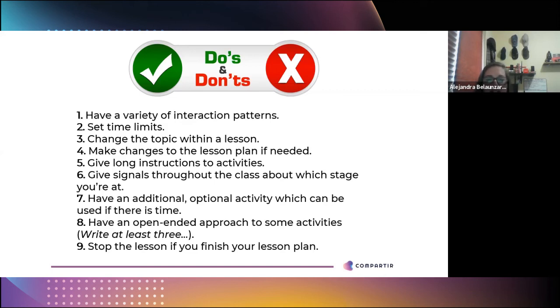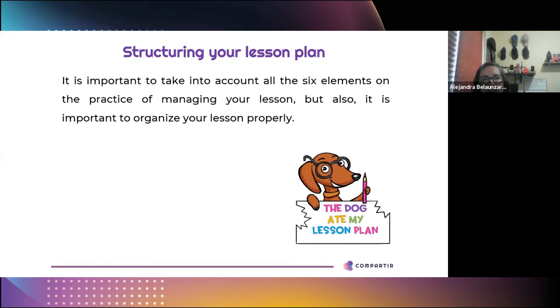Have an additional optional activity which can be used if there is time. Yes, okay, what we were saying. It's very important to have fast finishers activities. Have an open-ended approach to some activities. At some point, have more ideas, and stop the lesson if you finish your lesson plan. No, definitely not. I have to keep them engaged. If I finish my lesson plan, I have to invent more activities, plan my next lesson in a better way, or something that can help me have my students interested at all times.